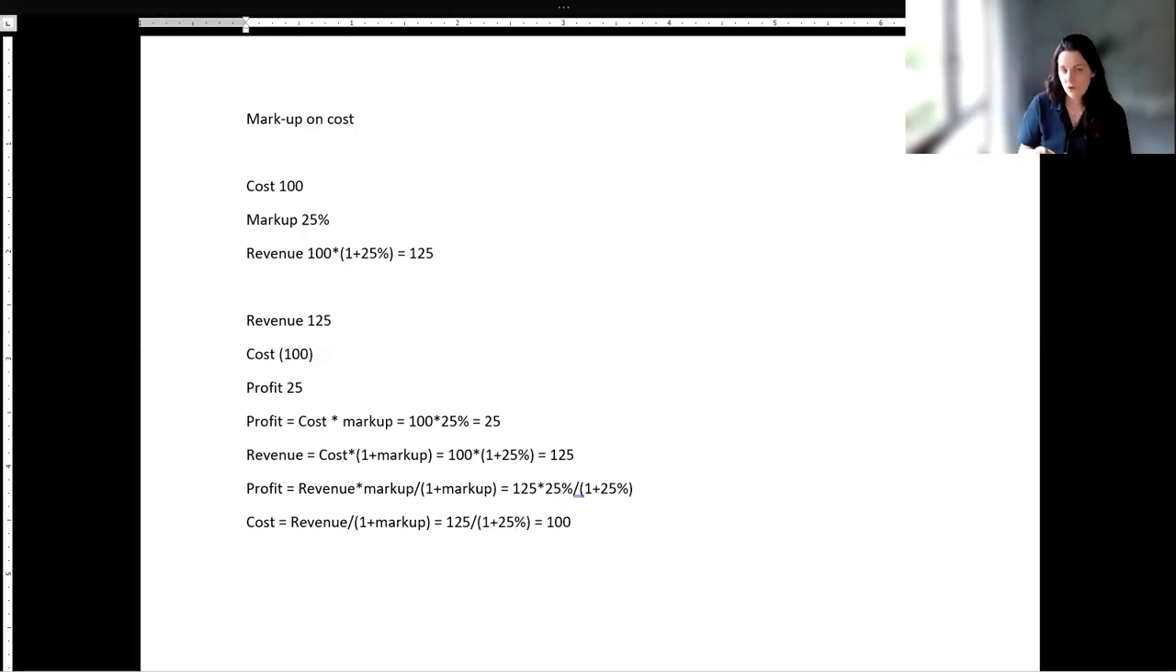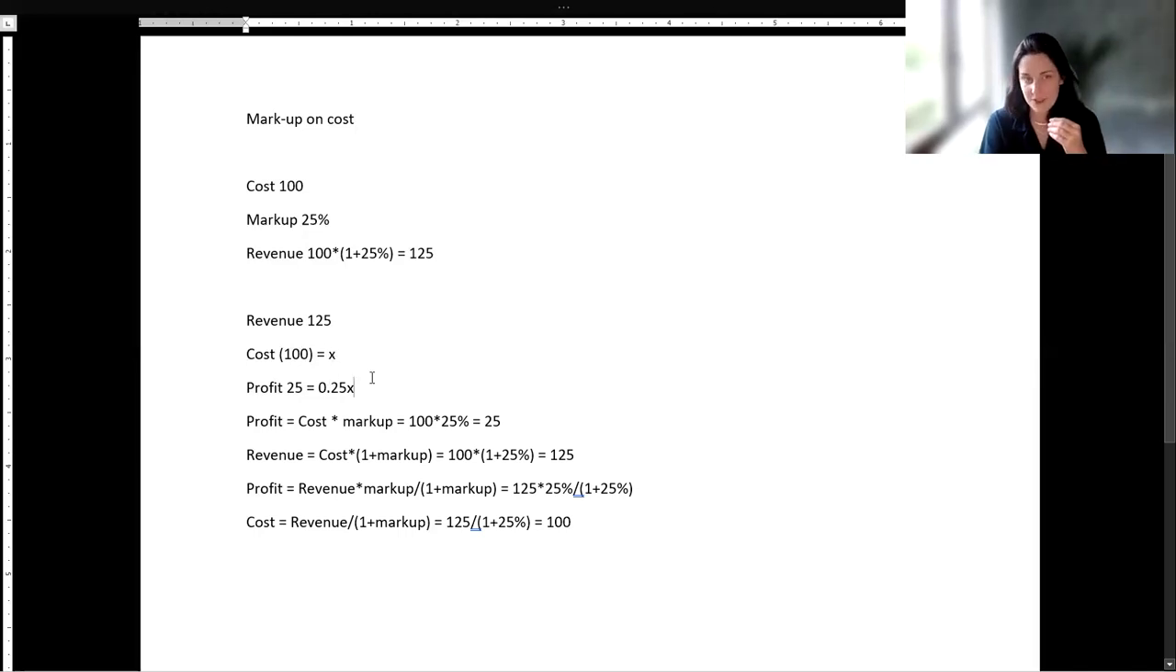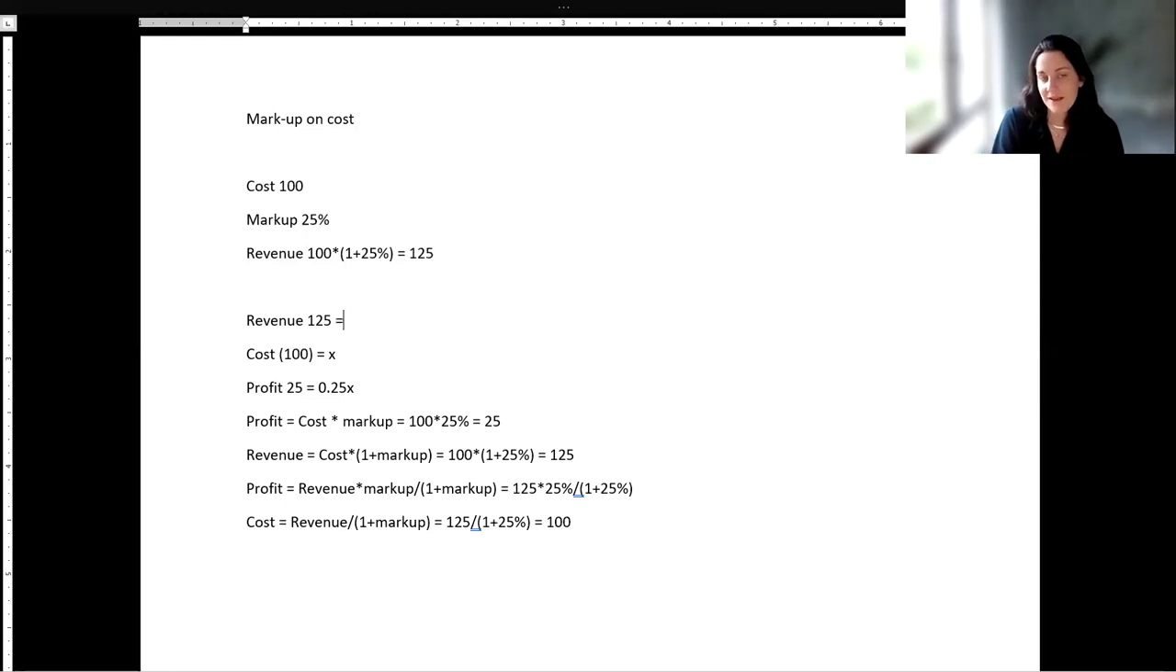This may sound overwhelming, so what I suggest people do is put X's. So your cost is going to be your X. Your profit is going to be your 0.25x, or whatever the markup is given to you. And your revenue is going to be 1.25x. And in this case, when you write it like that, when you visualize, it will be easier for you to find the x based on whatever is given to you.